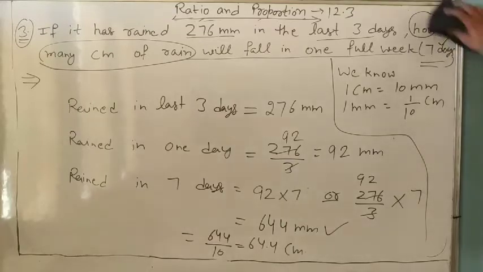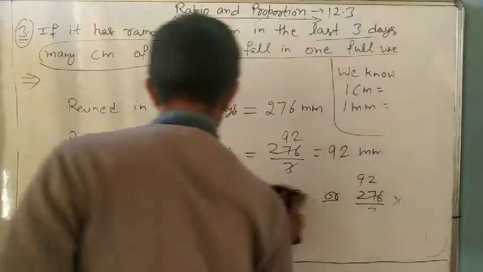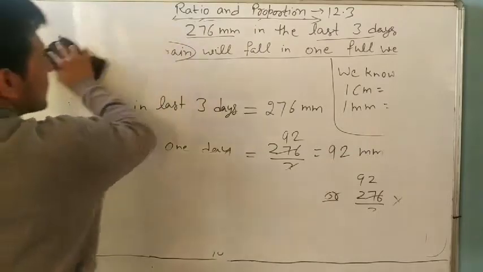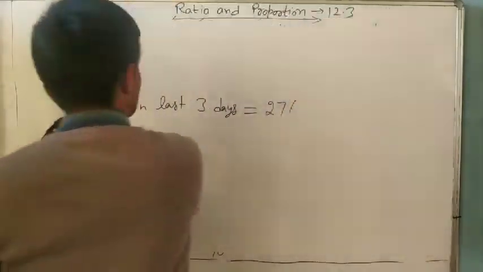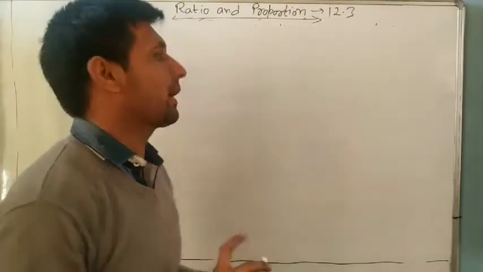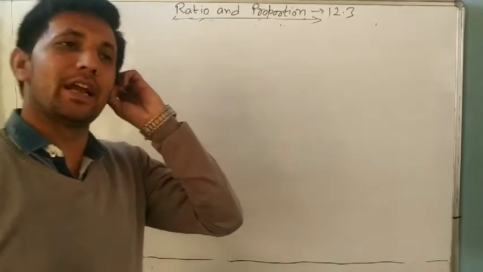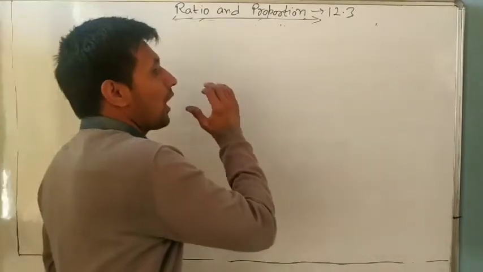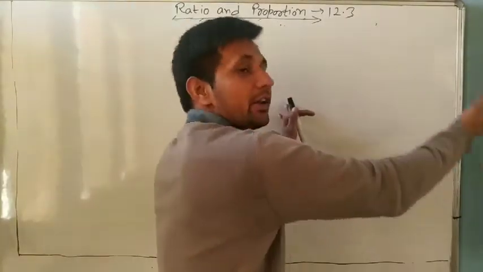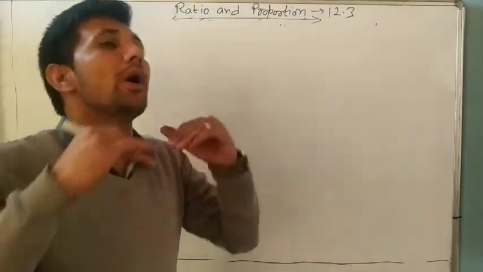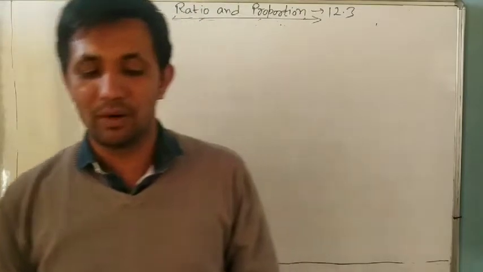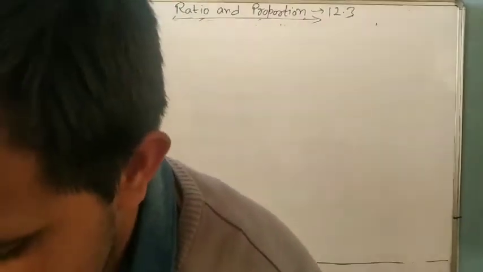Now the next question. If you remember and understand only one thing, what we will write after the equal sign, you can find the answer easily. And after the equal sign, what will we write? What we have to find, what we want to find. Understand? So question number 4.